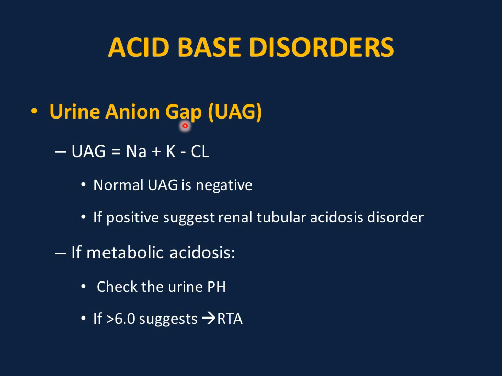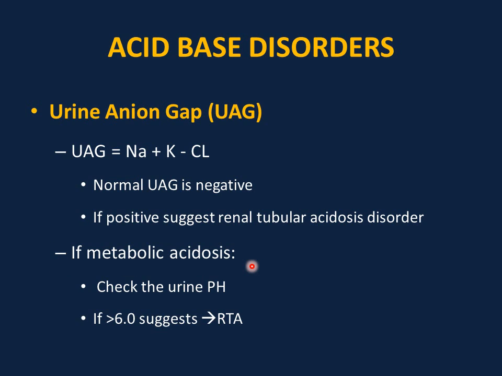Urine anion gap. How to calculate the urine anion gap? By calculating the sodium, of course, in the urine. Sodium plus potassium minus chloride in the urine. The normal value should be negative. If it comes positive, this suggests renal tubular acidosis.